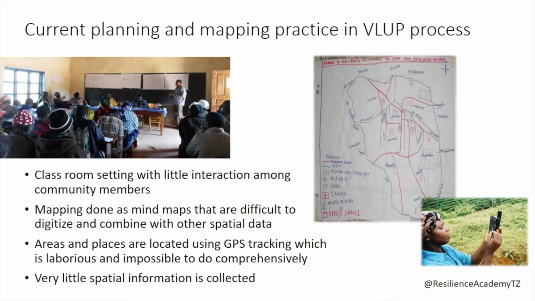And these mind maps are difficult to digitize and combine with other spatial data. There is very little, if any, reliable ground reference points on these maps. And so they collect using GPS devices ground reference points in the village, which is very laborious and impossible to do comprehensively throughout the village. And thus, in the end, there's very little spatial information collected during the process to inform the land use planning decisions.